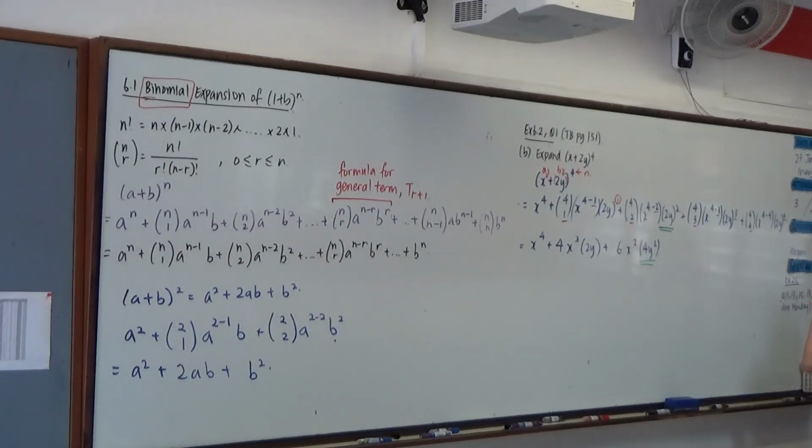Then after that, 4 choose 3 will actually be a 4, x to the power of 1. I'll just intentionally write a 1 here. And then 2y to the power of 3. That means 2 cubed y cubed, so 8y cubed. Again, be very careful about this part. Then 4 choose 4, that's 1, and then x to the power of 0, and 2 to the power of 4, that is 16, y to the power of 4.